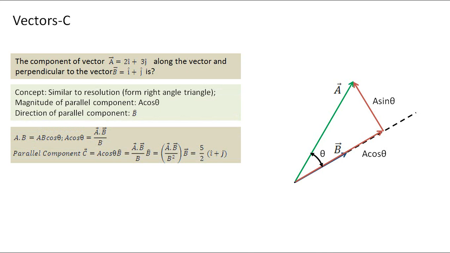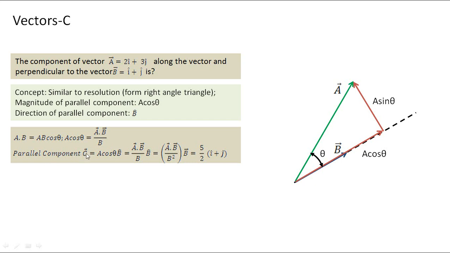So how do you find cos theta? Basically, first I need to find A cos theta and then find B cap. How to find A cos theta? Where theta is the angle between vectors A and B, I will take the dot product. A dot B is equal to AB cos theta. Hence A cos theta is equal to vector A dot vector B divided by the magnitude of vector B. So what is the component parallel to B? So what is the parallel component?